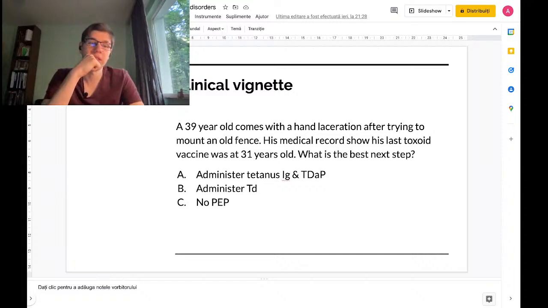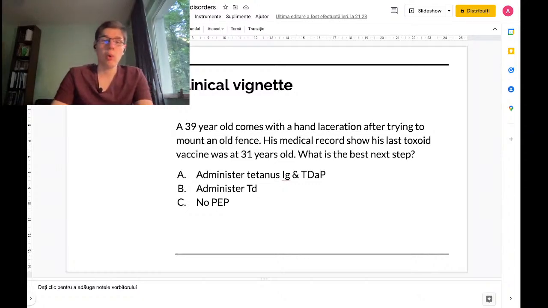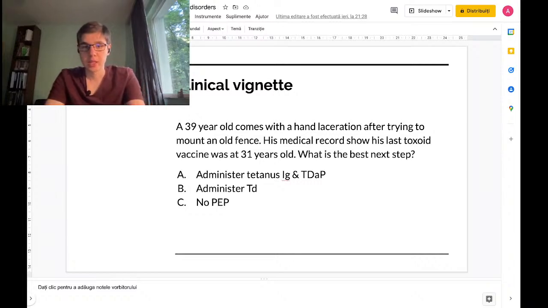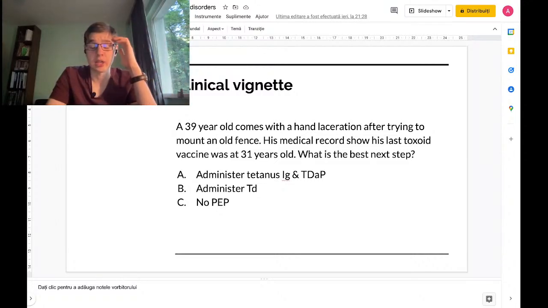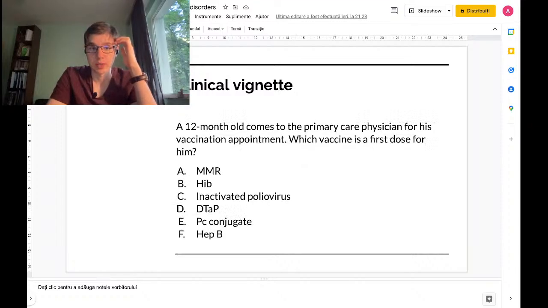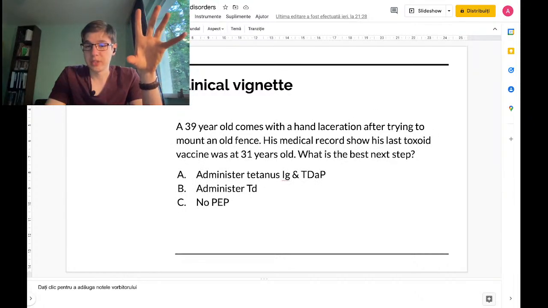Okay, so we have an A and a B. Why A and why B? Let's think about them. So, the answer is administer Td. Why do we not administer an immunoglobulin? So, this patient has more than 7 years from his last shot. However, he had his shots since he actually did them by 31 years old. I will further explain it after the next clinical vignette.